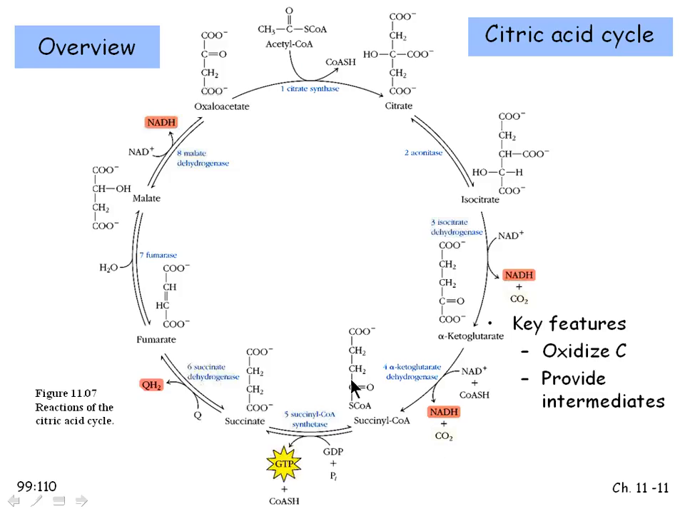Now we have a 4-carbon backbone that's attached to a CoA backbone. So you have CoA as an input as well, succinyl-CoA. That 4-carbon backbone is going to then be released as succinate, and we'll see why that enzyme can drive the production of a GTP.